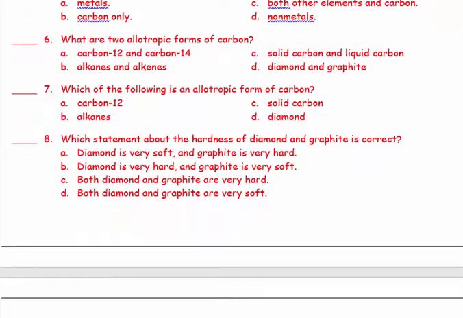Number 7, which of the following is an allotropic form of carbon? As we already said, D, diamond.